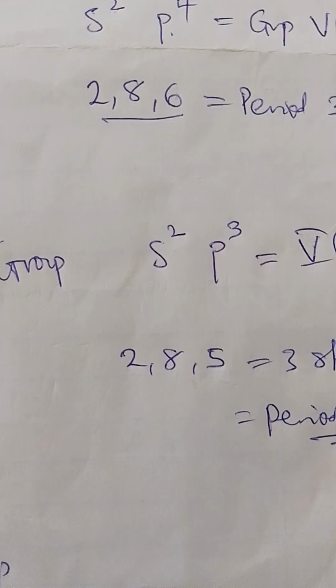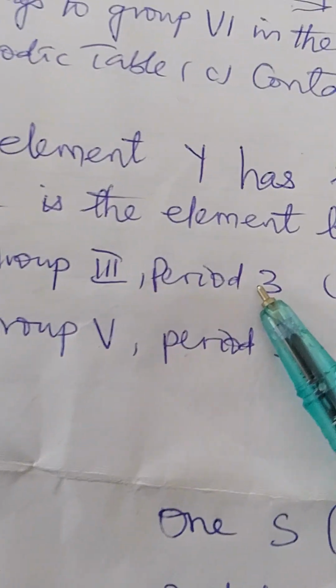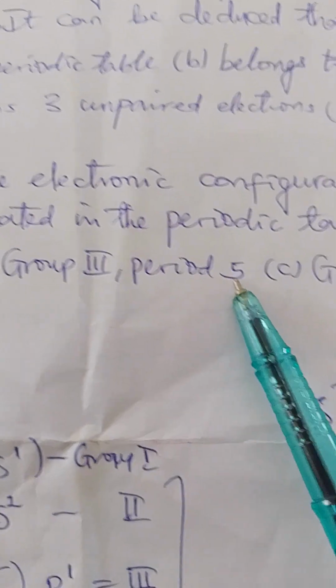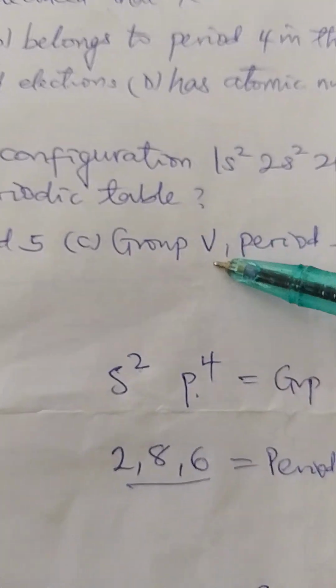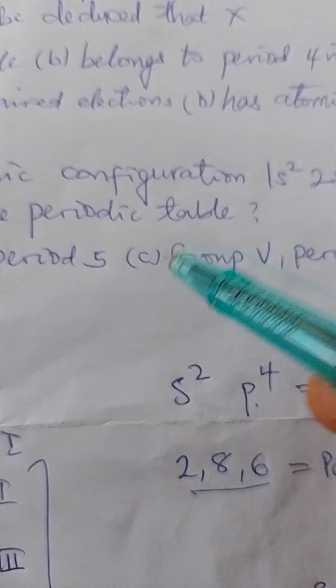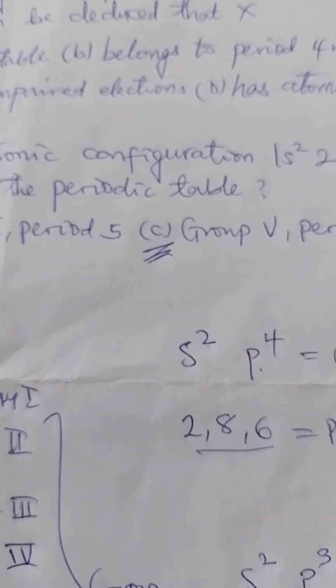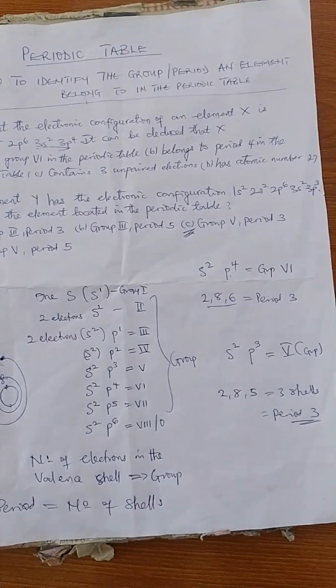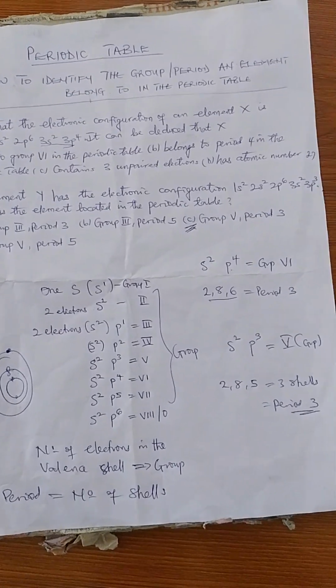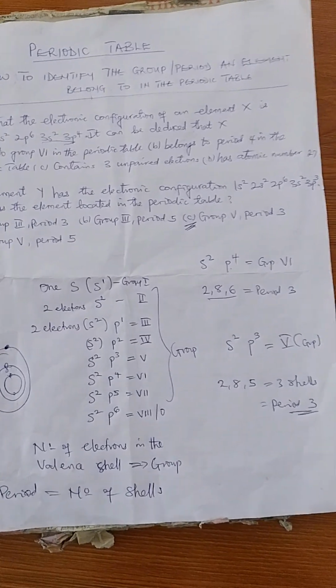So which option has group 5 and period 3? Let's see, this A is group 3 period 3, no. Group 3 period 5, no. Then group 5 period 3, that's correct. This is the correct answer. Do you see that? That is how simple chemistry can be. Here in the Dawn's Consult, we make it even much simpler.